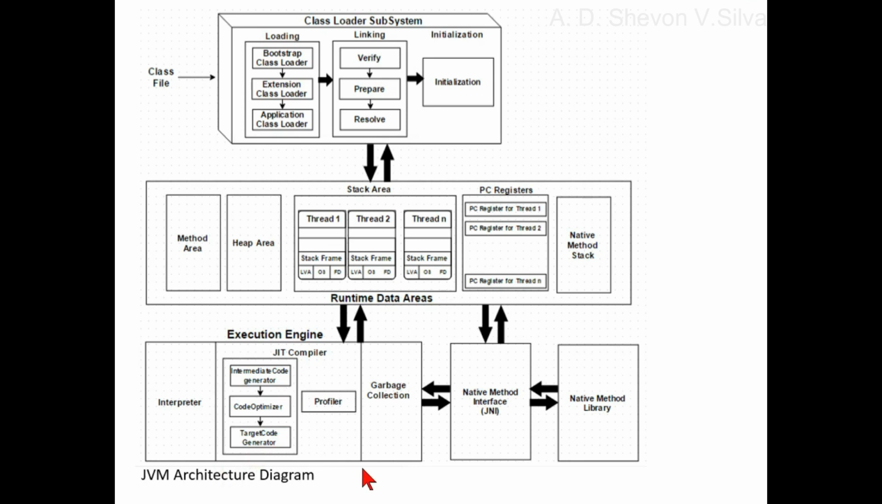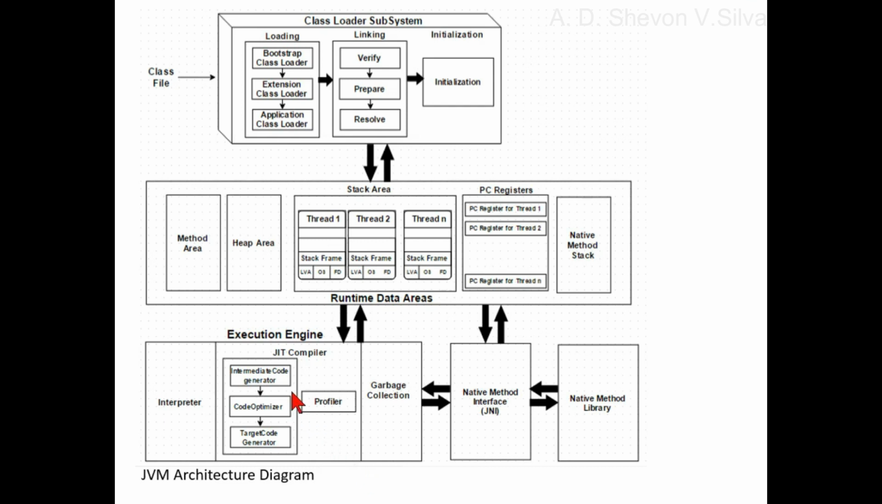Just-in-time compiler. The JIT compiler neutralizes the disadvantage of the interpreter. The execution engine will be using the help of the interpreter in converting bytecode, but when it finds repeated code, it uses the JIT compiler, which compiles the entire bytecode and changes it to native code. This native code will be used directly for repeated method calls, which improves the performance of the system.